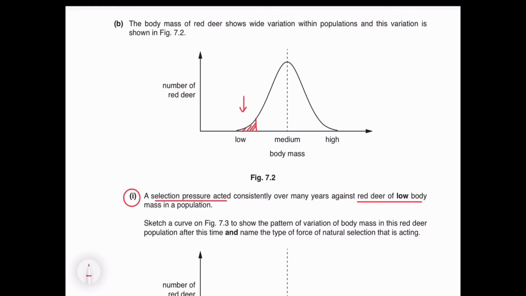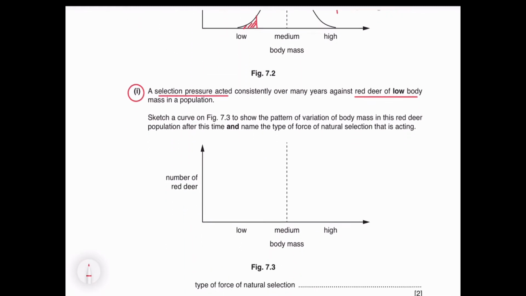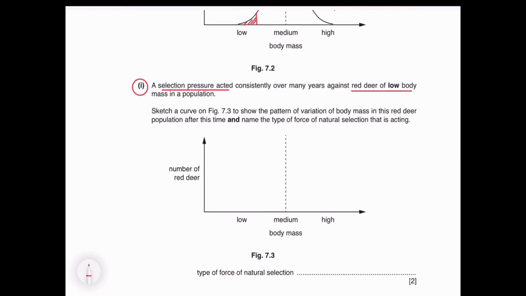As the pressure is acting on one extreme phenotype, the other extreme will be selected for. The ones selected against would be the ones at selective disadvantage. So how would the new graph look? As the high body mass is being favored, let's show the new mean. Instead of the medium, now you will have the new mean moving towards the high body mass.